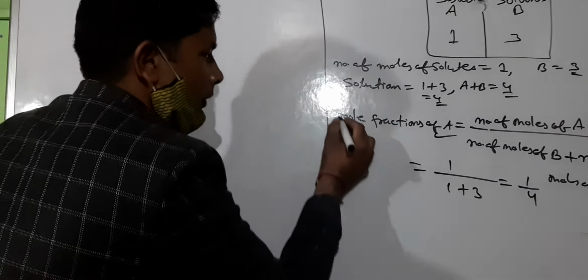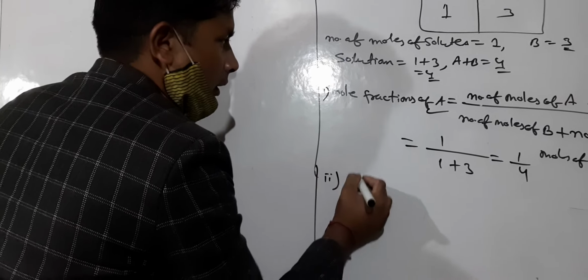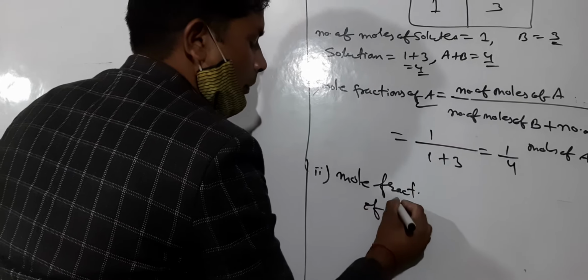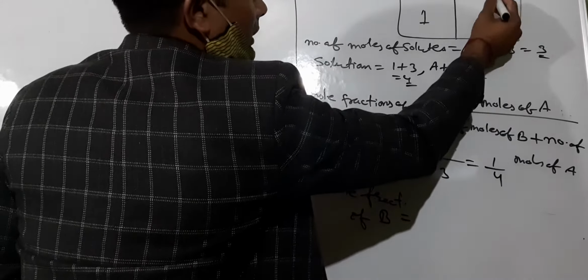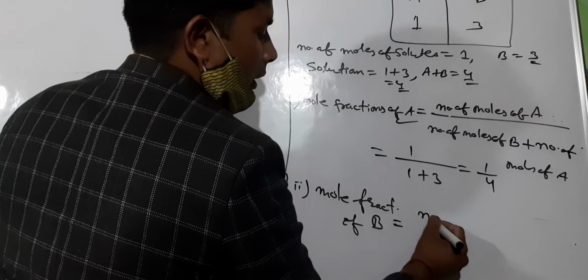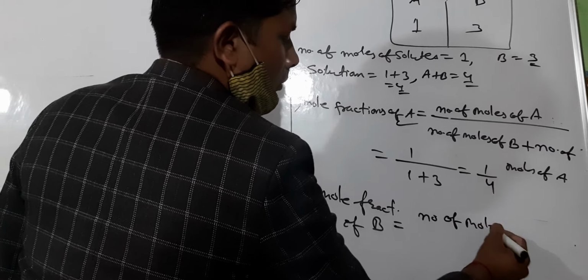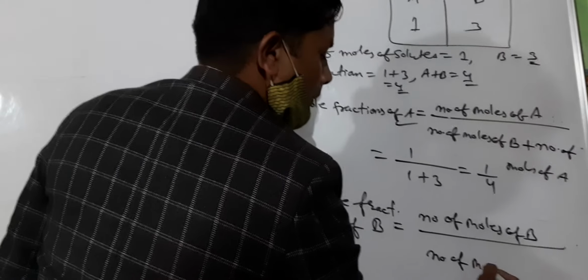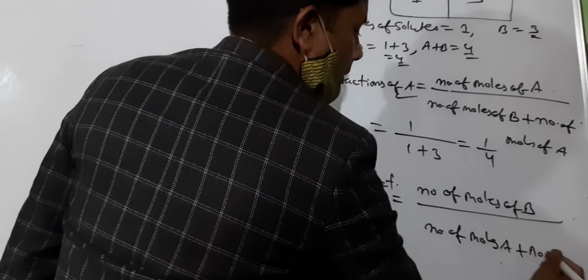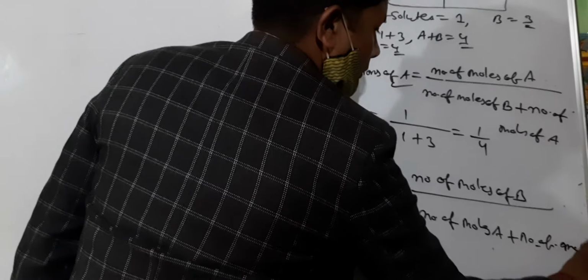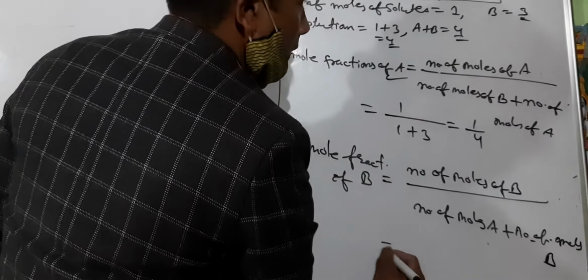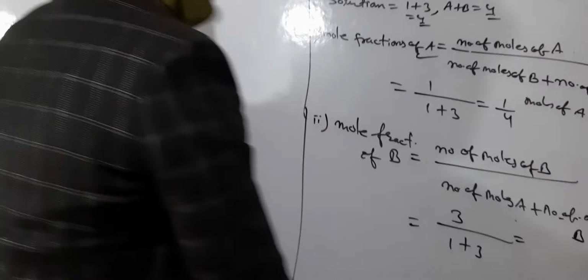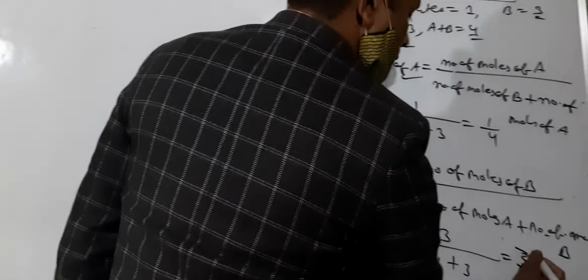In the same way, the mole fraction of B means the number of moles of B by the number of moles of A plus the number of moles of B. Here the value of B equal to 3, and 1 plus 3 equal to 4, so 3 by 4. So this is the mole fraction of B.